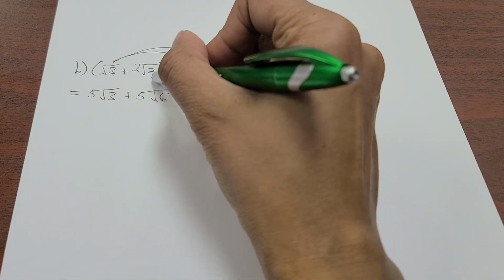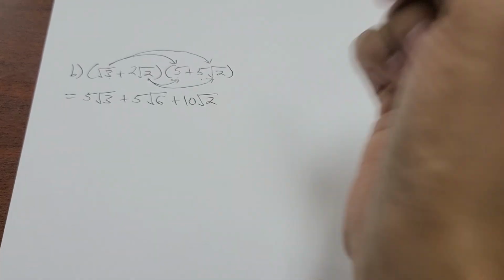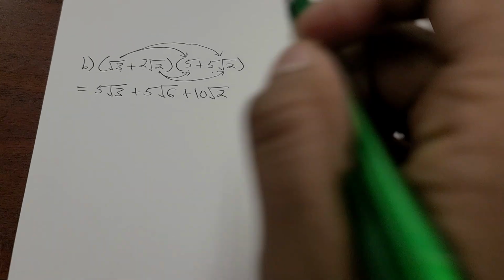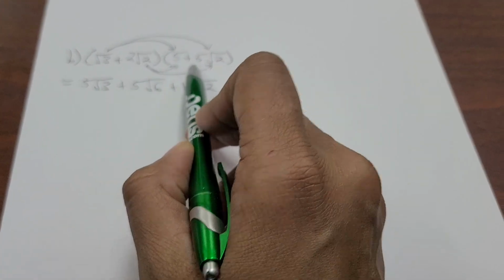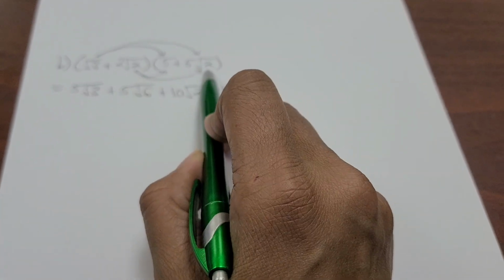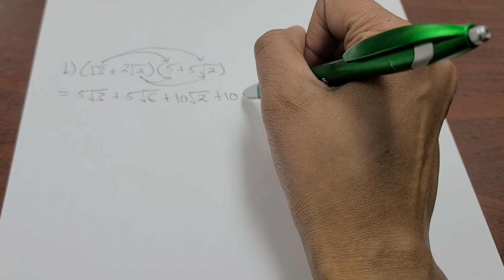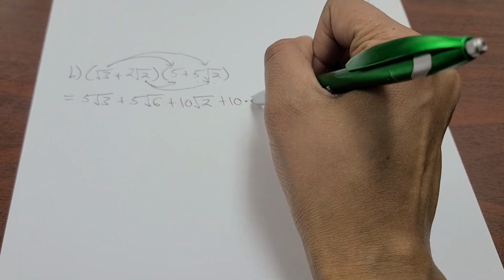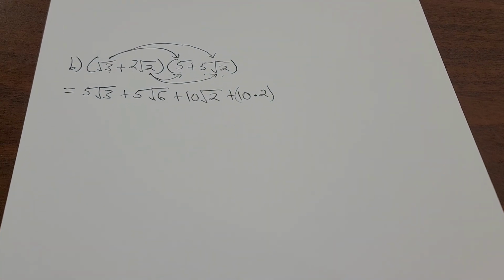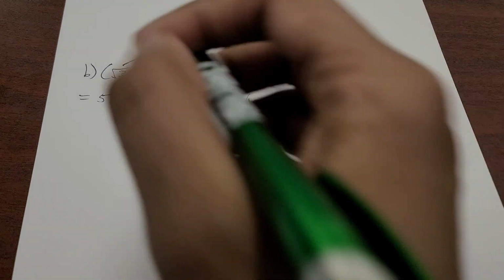Okay, then you're going to take this term, and now I'm going to multiply it. So it's 2 root 2 times 5 root 2. Multiply the numbers on the outside, so 5 times 2, 10. And root 2 times root 2 is actually equal to 2. Okay, so this last term actually becomes 10 times 2. Okay, hopefully everyone sees that.